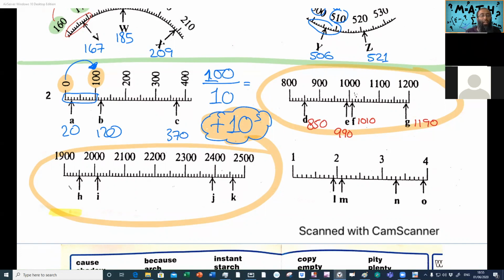Aisha, give me the answer for H, I, J, and K, please. For H, I got 1,950. For I, I got 2,010. For J, I got 2,390. For K, I got 2,460.